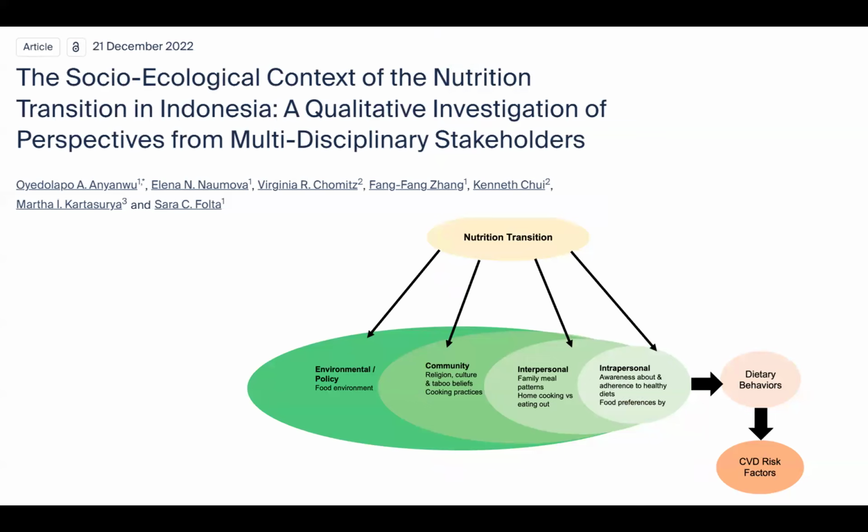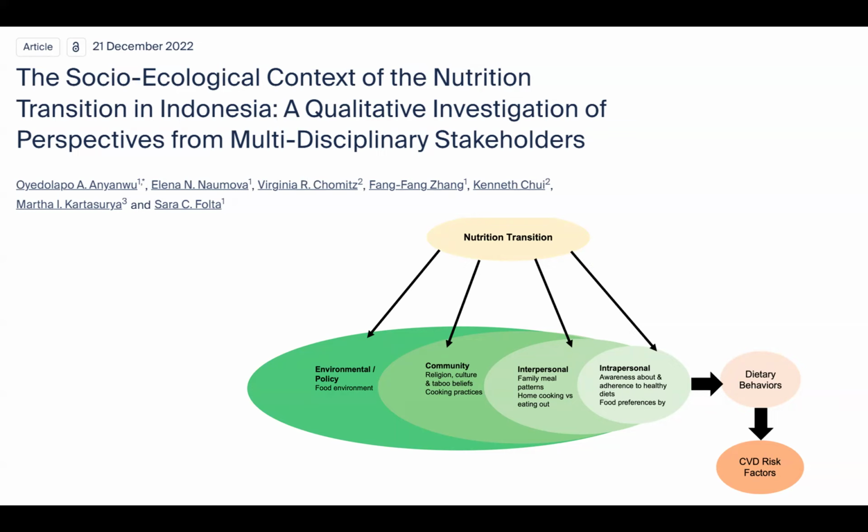This is from an article which was published, and the title was The Socio Ecological Context of Nutrition Transition in Indonesia, a qualitative investigation of perspective from multidisciplinary stakeholder. So, in this, they studied the concept of nutrition transition, and they see which perspective led to this and which concepts were part of the nutrition transition.